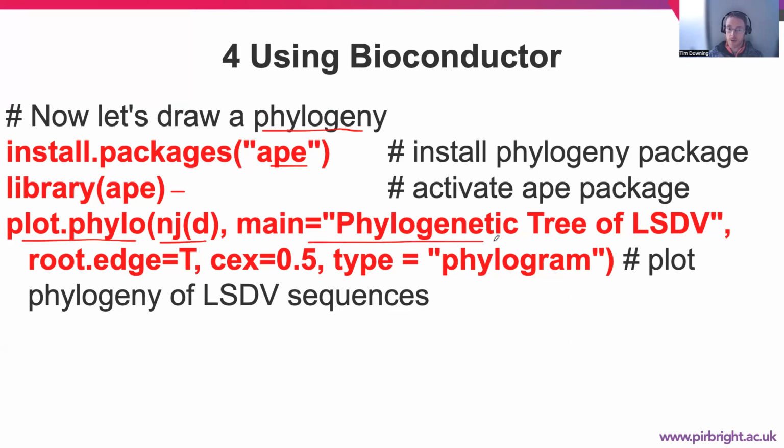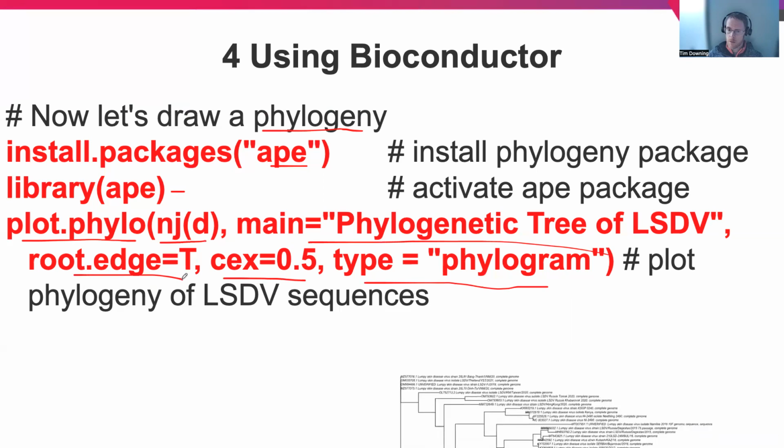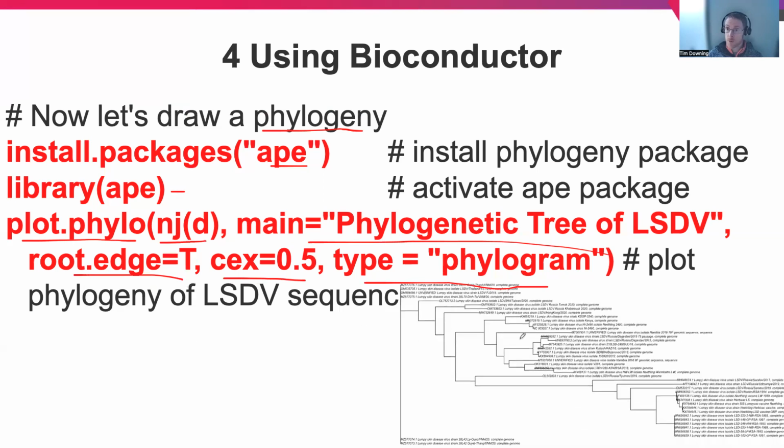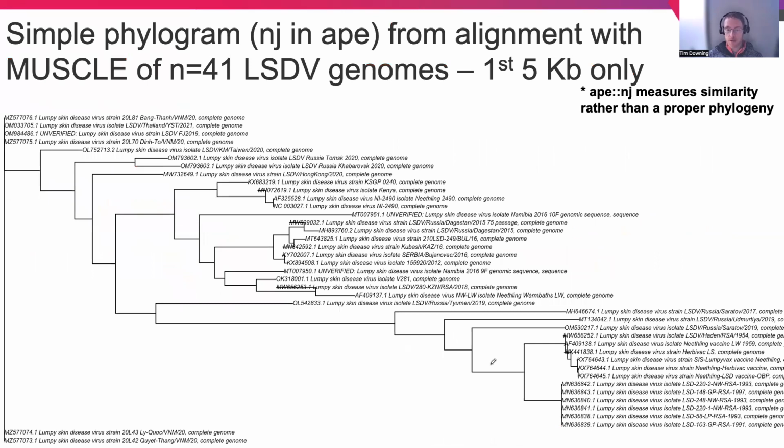So we give it a title here. We're plotting a phylogram. So that's the traditional method that you expect. We're changing the text size to be a bit smaller, and we're adding a root if it is possible. So we'll get something like this, and we'll explore this more in the demonstration video. So it's not a perfect tree, but it is a tree. This is how it looks if you zoom in. So at least you get a sense of what's similar or what's dissimilar.